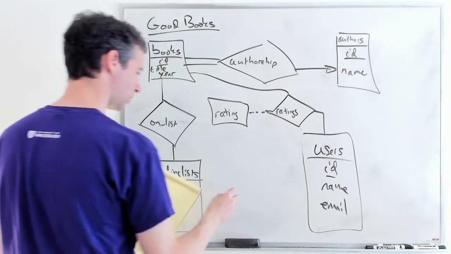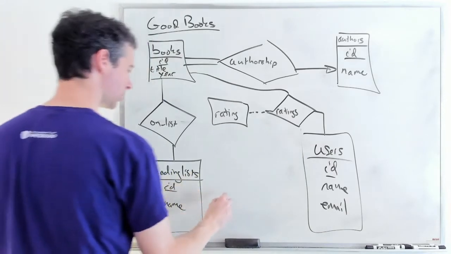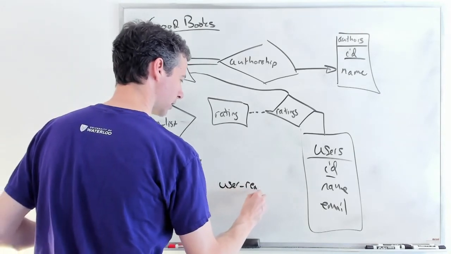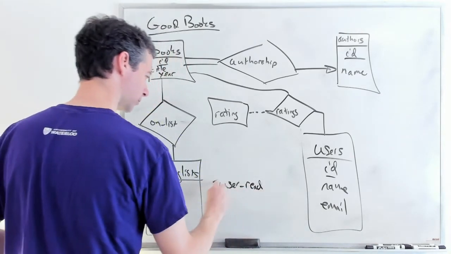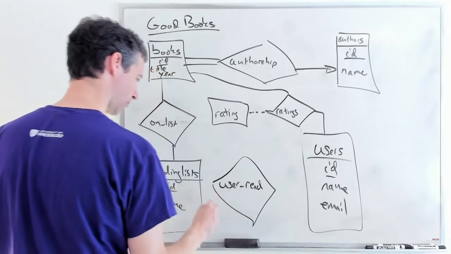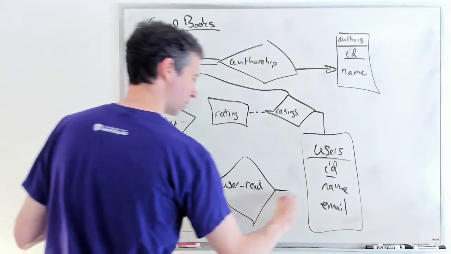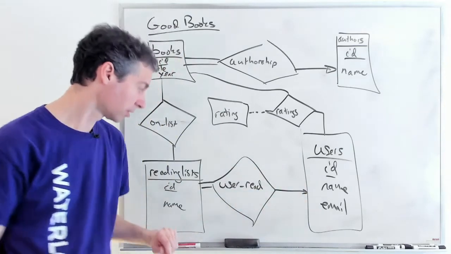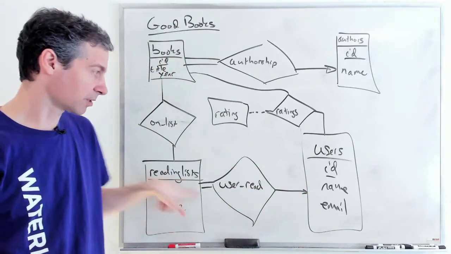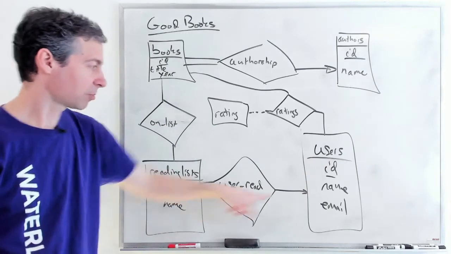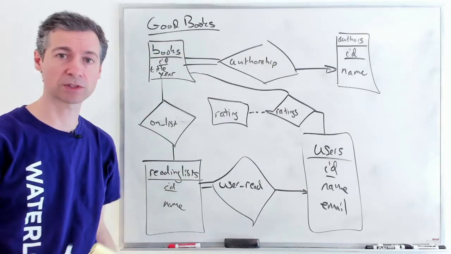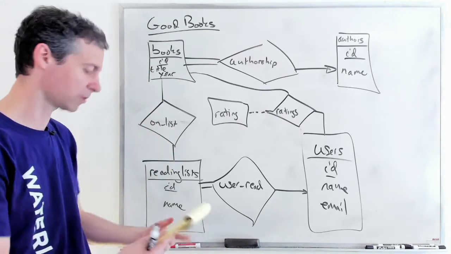And we can also have a notion of, are the reading lists a relationship? So the users, so each reading list basically has one user, and every reading list has to have one user, but a user can have many reading lists. So this was our good books system. I just wanted to really quickly review that for you.